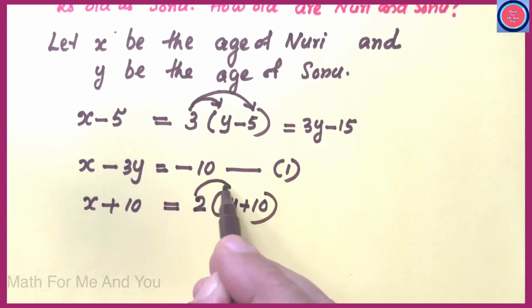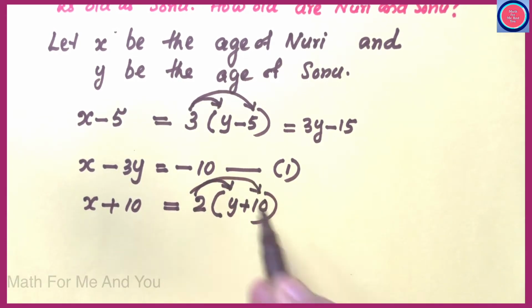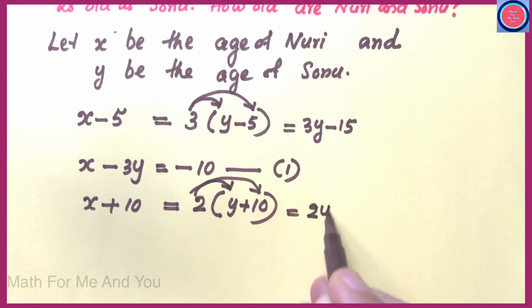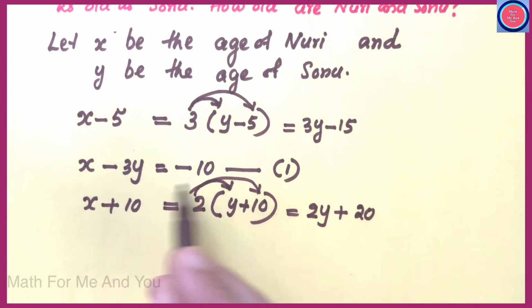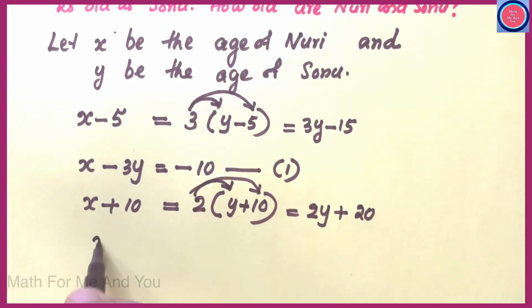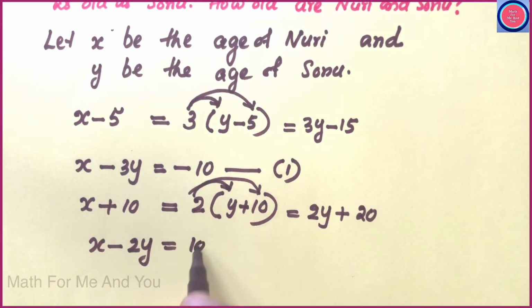We get an equation, but we need to remove the bracket. 2 times y, 2 times 10. Then 2y plus 20 we get. Same like the previous equation, we have to collect x and y on the same side, numbers to the other side. x minus 2y is equal to 20 minus 10, that is 10. And then we could mark it as equation number 2.